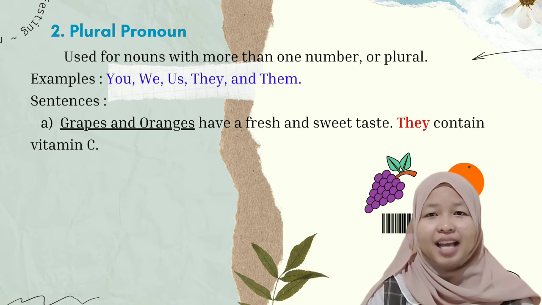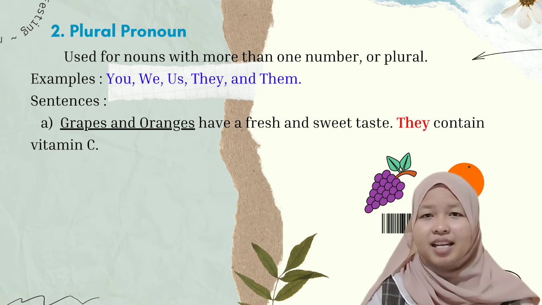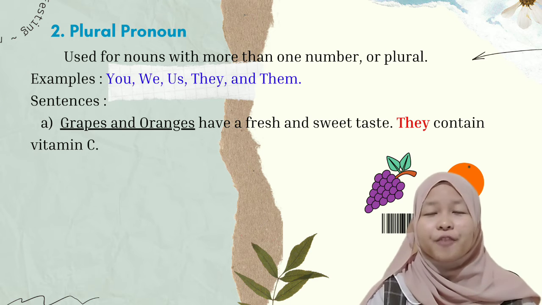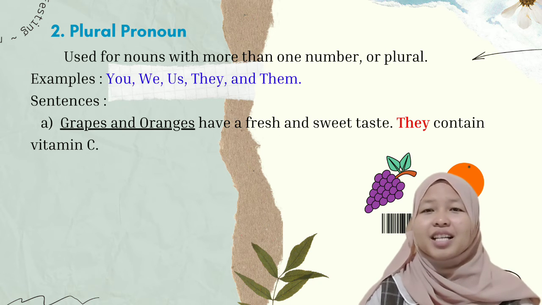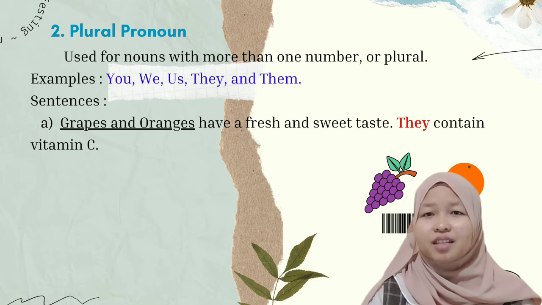The example in the sentences: grapes and orange have a fresh and sweet taste. They contain vitamin C. The subject in the sentence is grapes and orange, which means more than one. In the next sentence, it changes to they because it is plural.